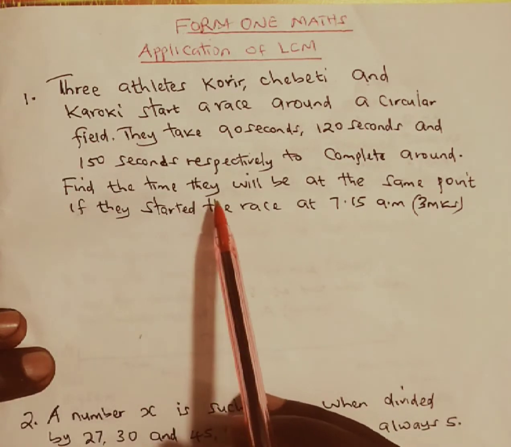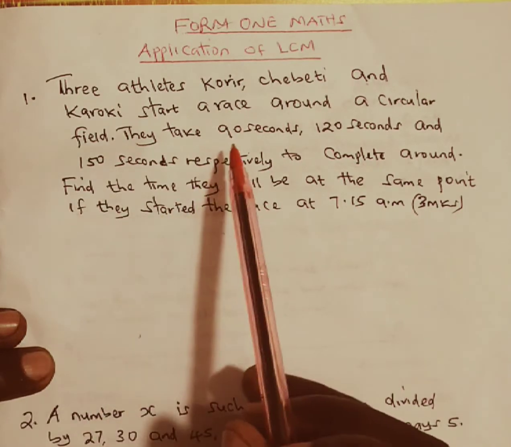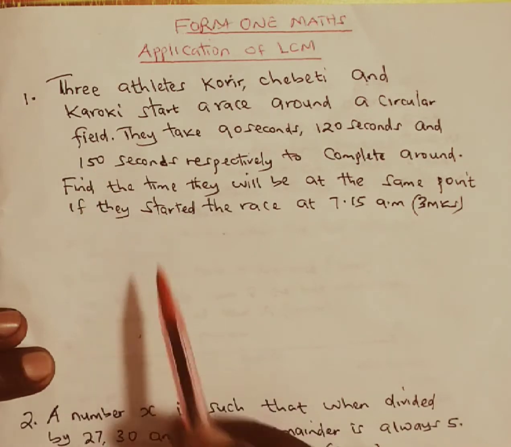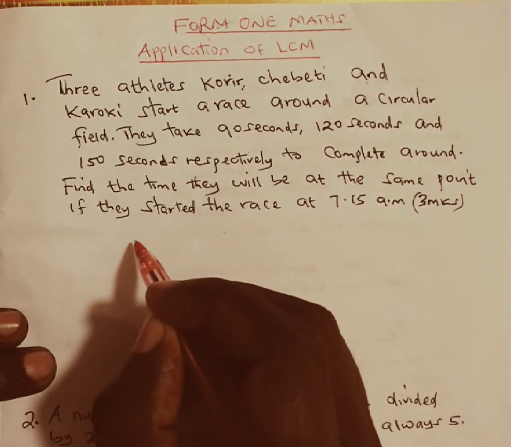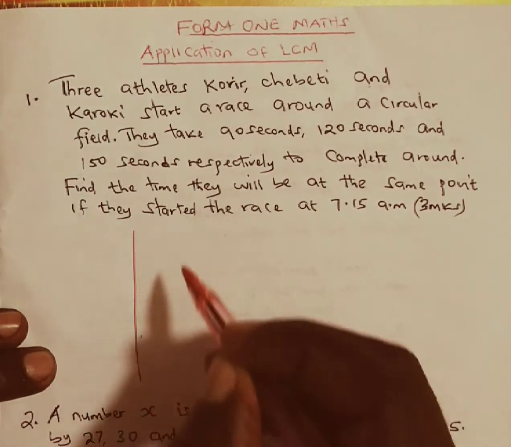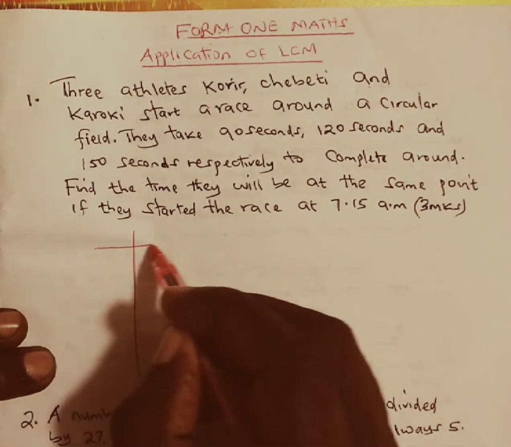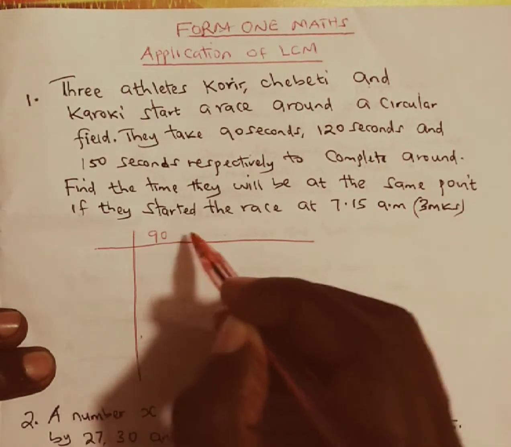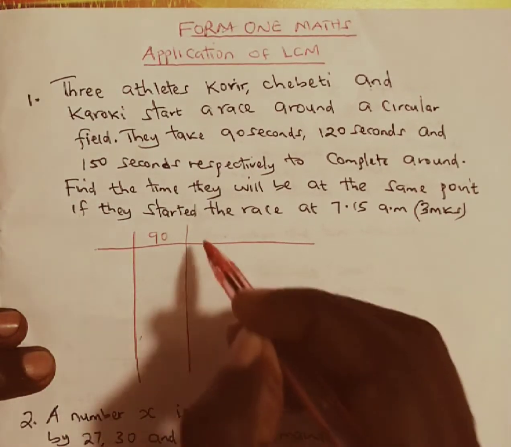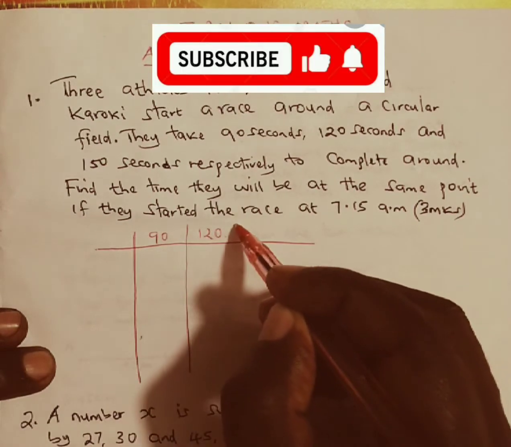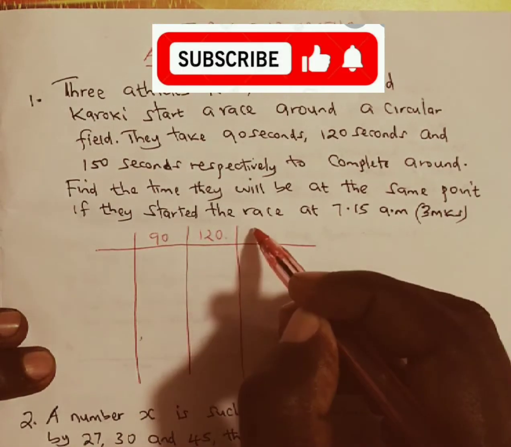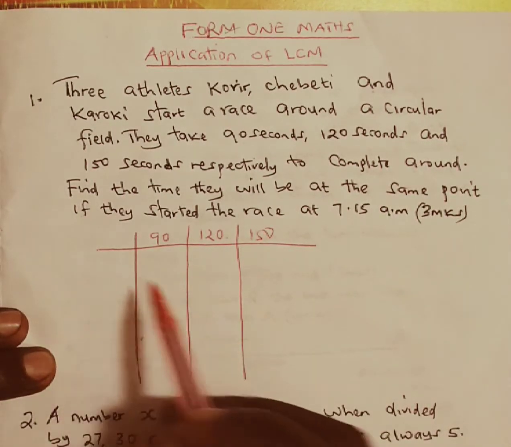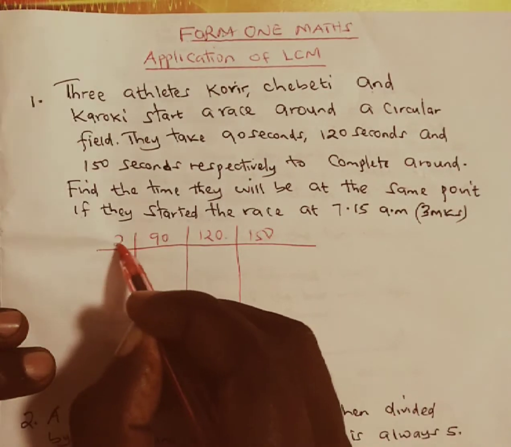To find the time they will be at the same point, we get the LCM of 90, 120 and 150 seconds. And to get the LCM, we use a table. We have 90, we have 120, and then we have 150. To get the LCM here, we begin with the smallest factor, which is 2.